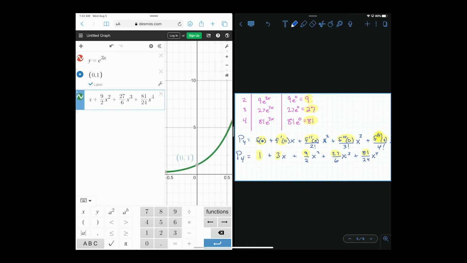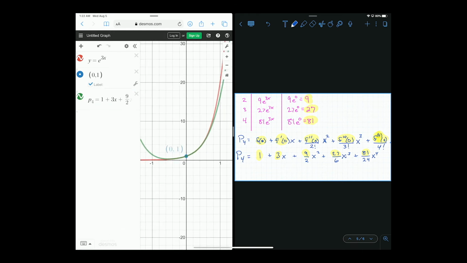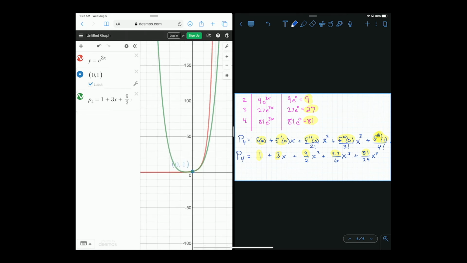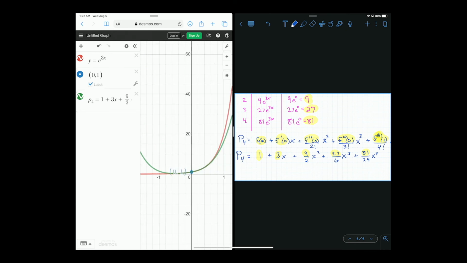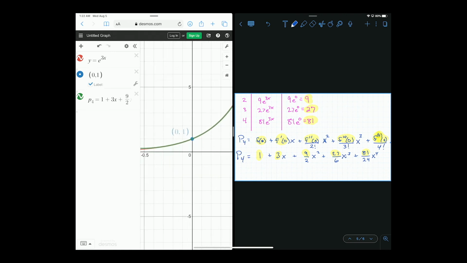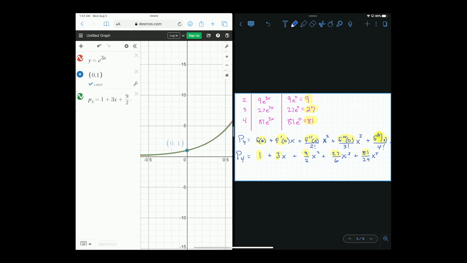All right, so there we go. That's P4. And again, if you go further away, like over here, the green curve and the red curve are nowhere close. But around 0, let's zoom in here. Around 0, look how close they are, right? You can't even tell the difference. And that is the point.